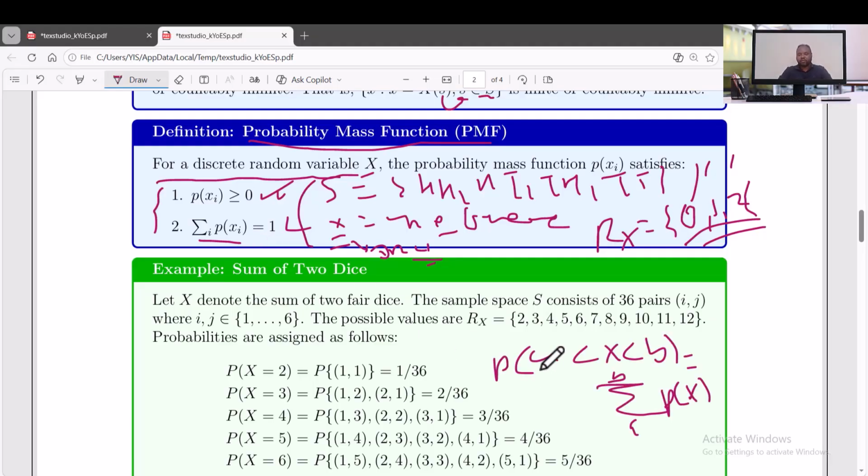The probability from A to B is the sum of all probabilities within this range, right? This is the third condition of the probability mass function. So for a discrete random variable x, the probability mass function p(xi) satisfies the first one, this one, the second, this one, and the third one is this one.